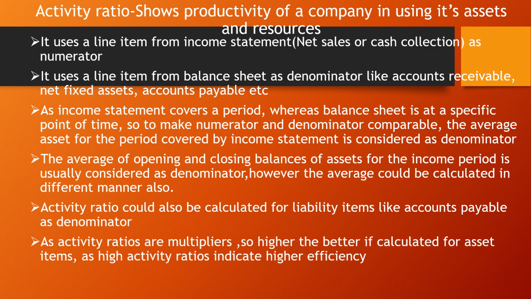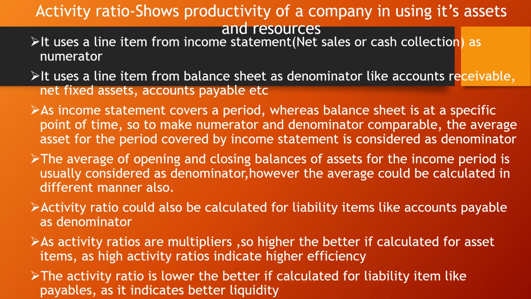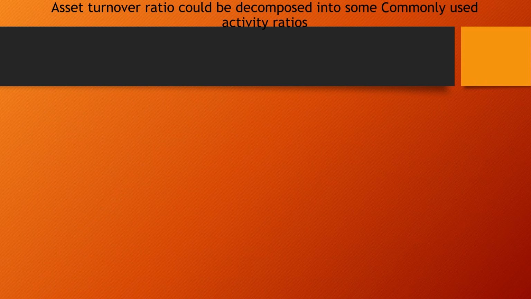As activity ratios are multipliers, so higher the better if calculated for asset items, as high activity ratios indicate higher efficiency. The activity ratio is lower the better if calculated for liability item like payables, as it indicates better liquidity. Now, the asset turnover ratio could be decomposed into some commonly used activity ratios.